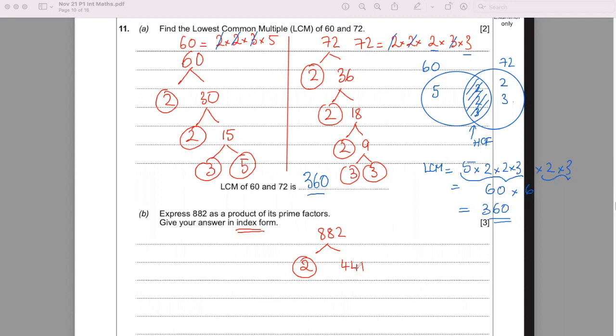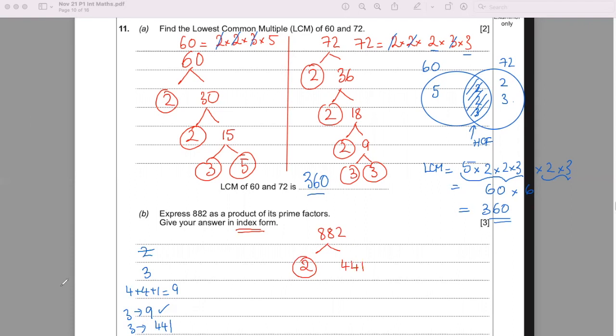Now, 441 is quite a big number. The first thing I know is 2 doesn't go in there because that's an odd number. I can try 3. And the way I always do this is I'm going to add all the digits. So 4 plus 4 plus 1, which is 9. And 3 goes into 9, yes. So 3 goes into 441. So I know I can do that.